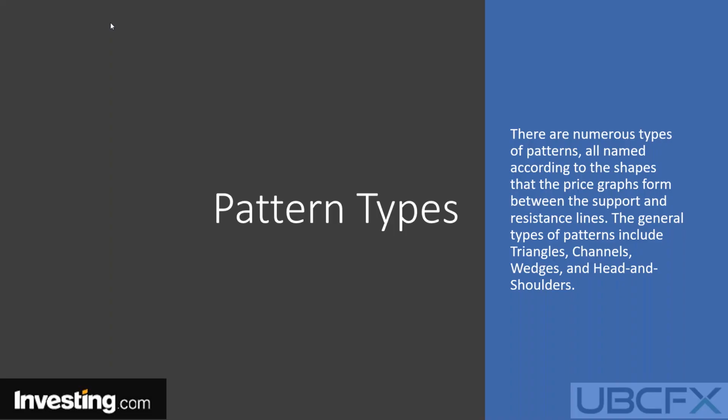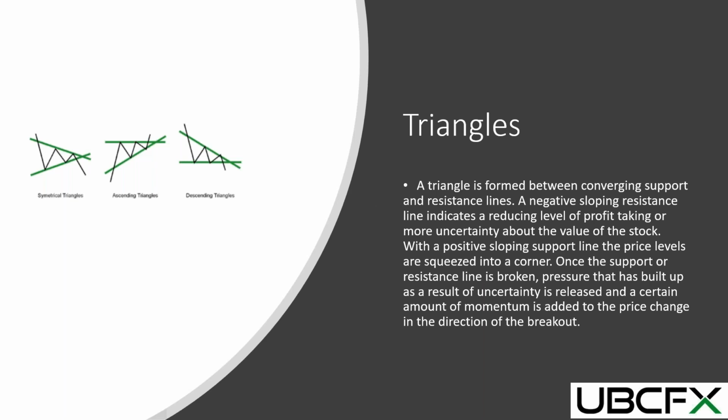There are numerous types of patterns, all named according to the shapes that the price graph forms between support and resistance lines. The general types include triangles, channels, wedges, and head and shoulders. So triangles are the most popular. Triangles are my favorite for trading. Now, we have what's called symmetrical triangles, ascending triangles, and descending triangles.